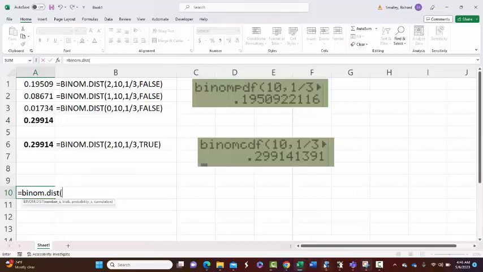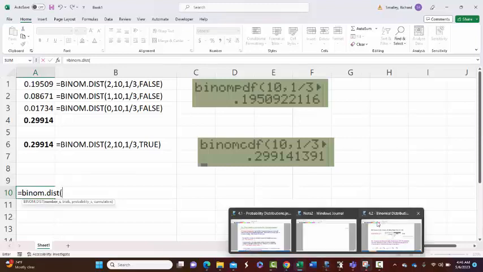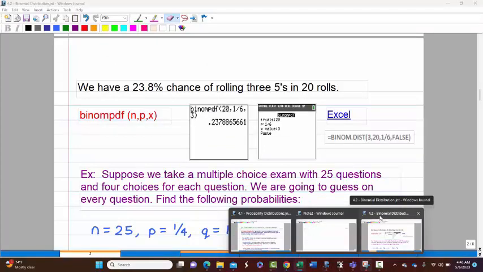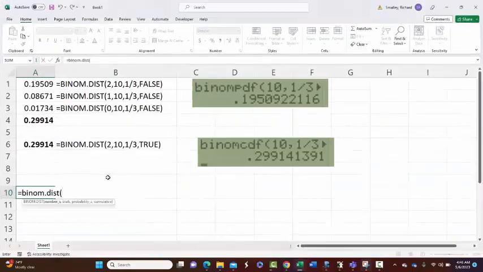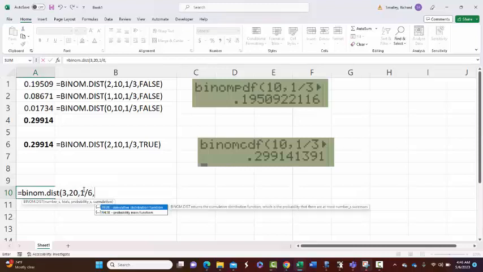I know 1/6, 3 out of 20, 20 trials. 3 successes, 20 trials, probability 1/6, and I want false this time because I'm only doing one calculation.